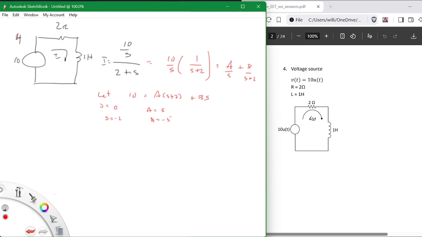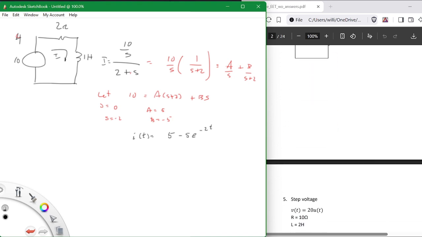So now you go back to the time domain. I of t, you can write small letter i of t, is equal to 5 minus 5e to the minus 2t, and you're done. Piece of cake, right? They get harder, but they never get that hard, okay? Now you got the pattern. That's the pattern for this.